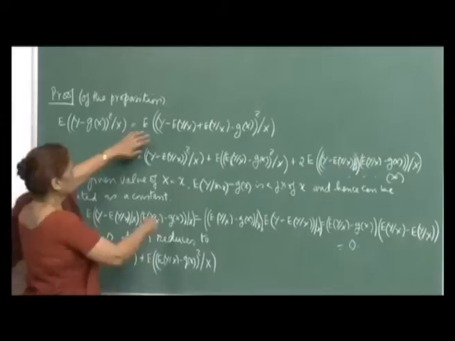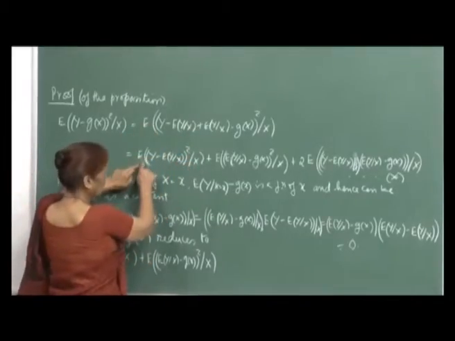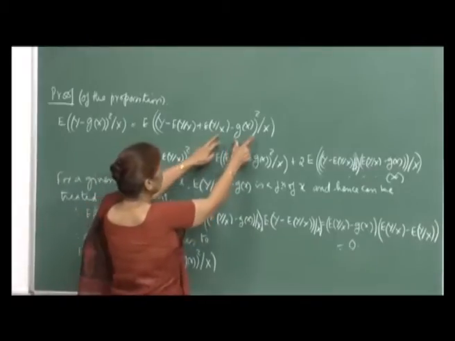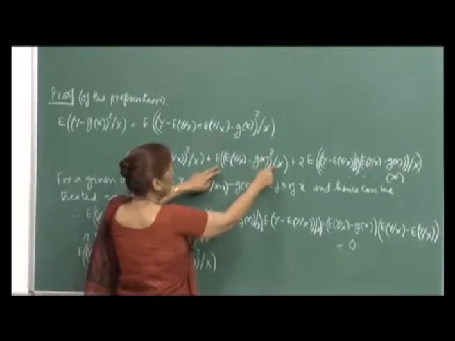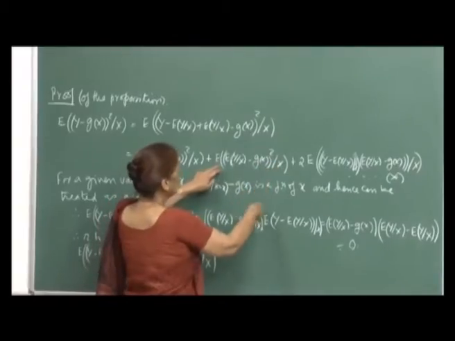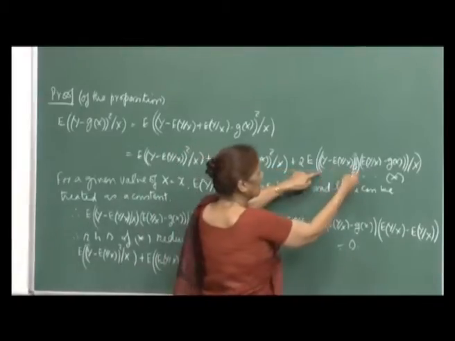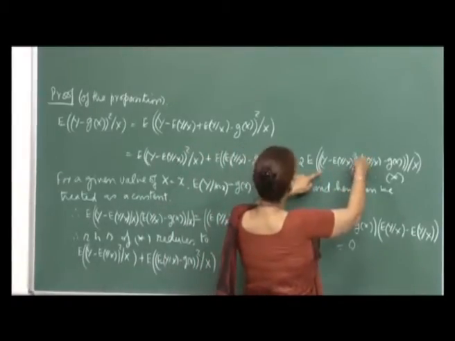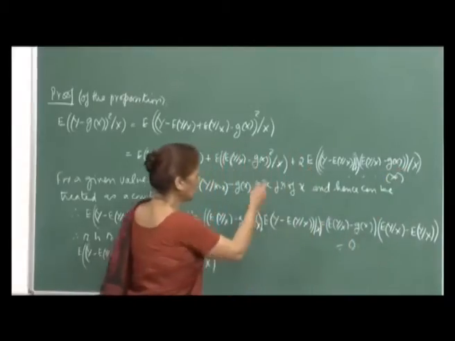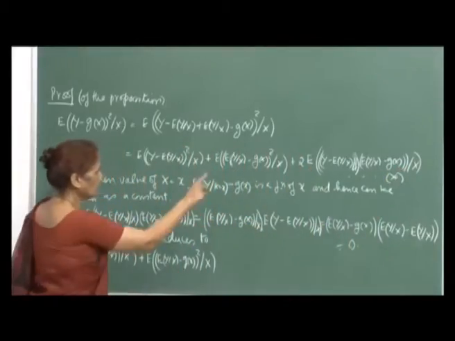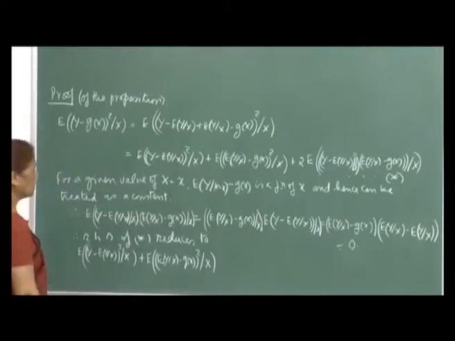So, this will be the expectation of (y minus E(y|x)) whole square conditioned on x, plus the expectation of the square of (E(y|x) minus g(x)) conditioned on x, plus twice the expectation of the product of these two terms, conditioned on x. Let me call this equation star.